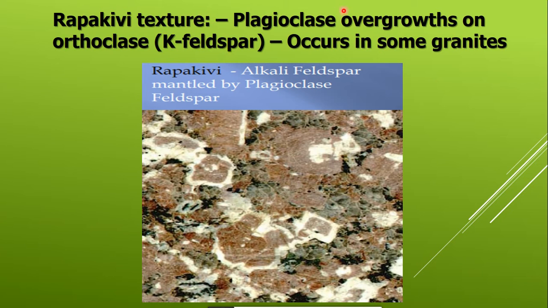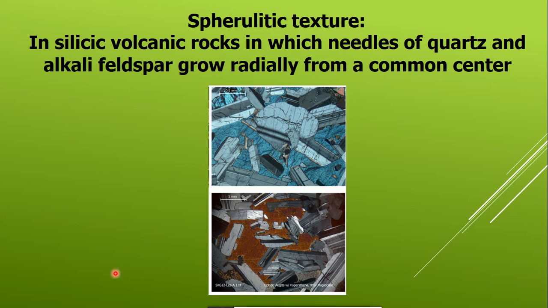Rapakivi texture: plagioclase overgrowth on orthoclase feldspar occurs in some granites. You can see in a thin section of Rapakivi texture an alkali feldspar mantled by plagioclase feldspar. Spherulitic texture occurs in a silicic volcanic rock in which needles of quartz and alkali feldspar grow readily from a common center. You can see quartz and feldspar grow rapidly with a common center.